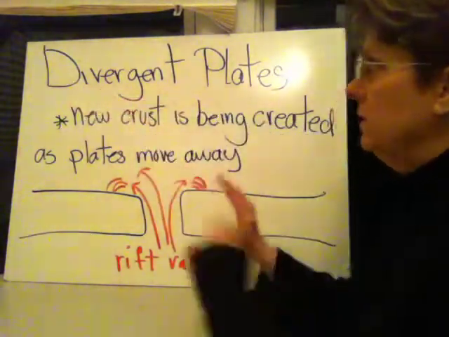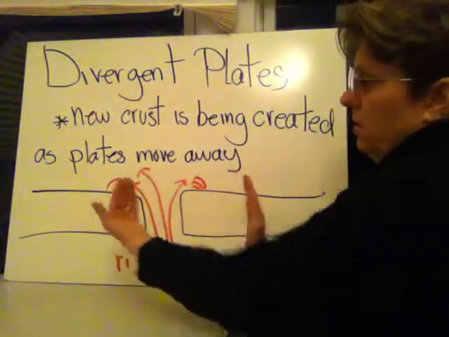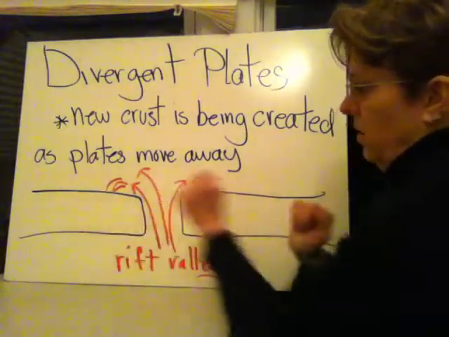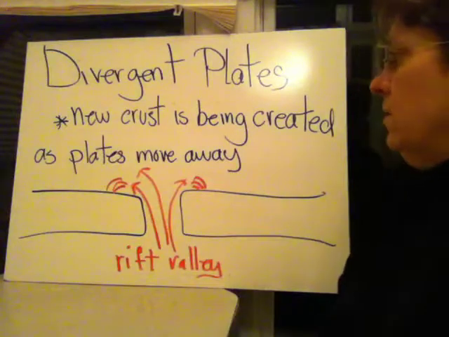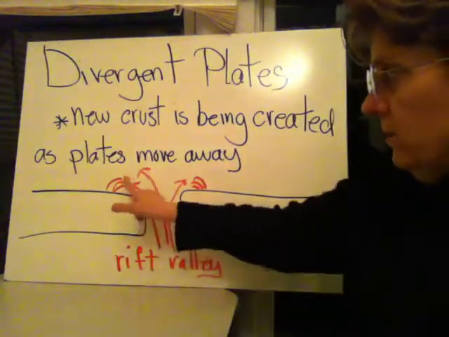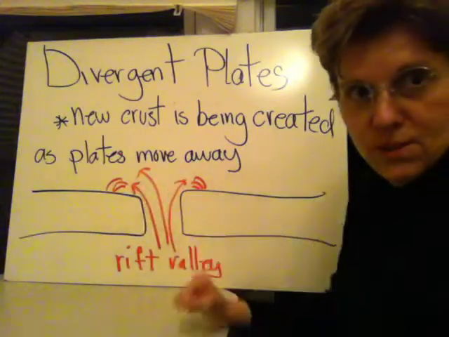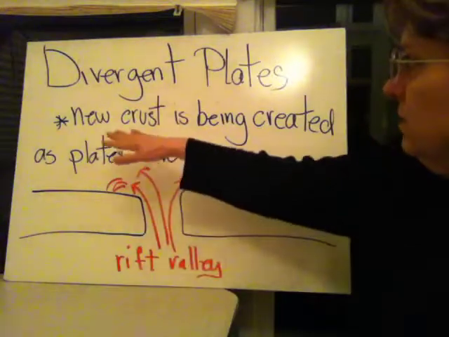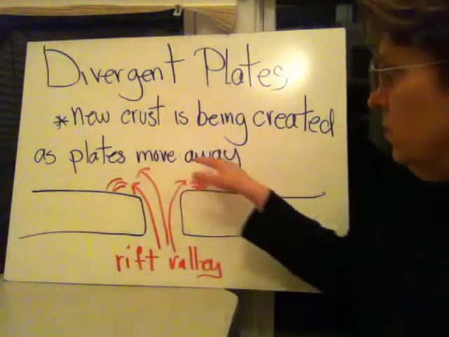Divergent is two. It means that the plates are pushing apart, making two different plates diverge apart. So the landforms that we see with a divergent plate are rift valleys and mountain ridges, which mountain ridges is a fancy word just for mountains, basically. So divergent plates, new crust is being created as plates move away.